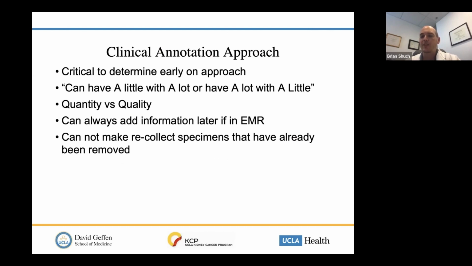And it's really quantity versus quality. It's different. If you're trying to find a partner, you want to kiss a lot of frogs, you'll find your prince or princess. Here, I would say that you can always add information later in the EMR, but you can't recollect specimens. So I've always made a point of trying to collect as much as possible, and we can always figure out how to maybe add annotations if necessary.